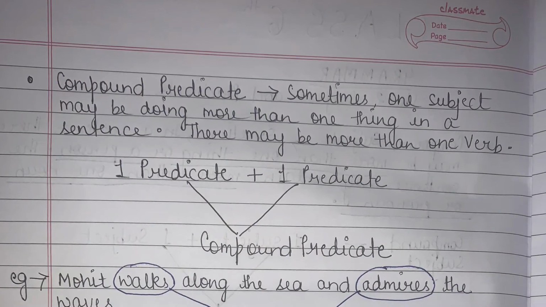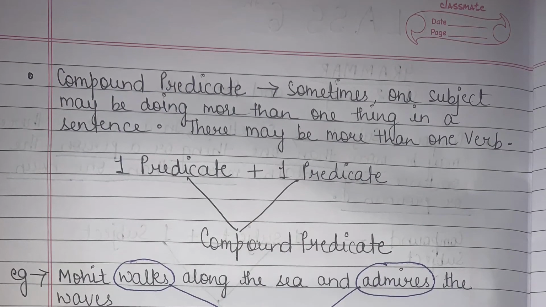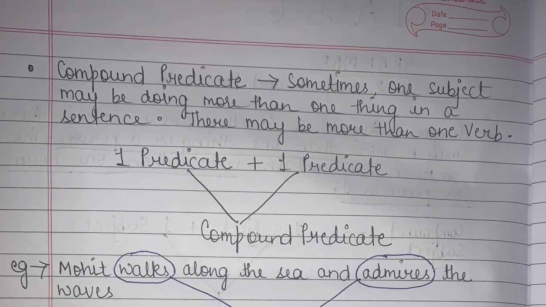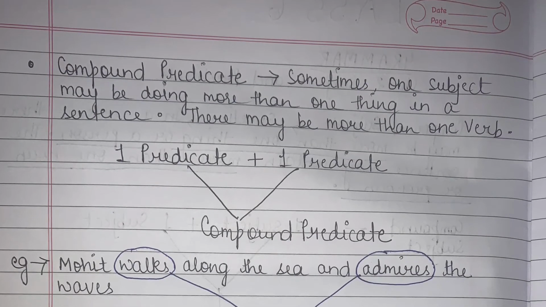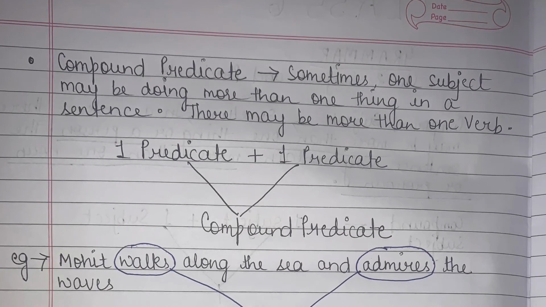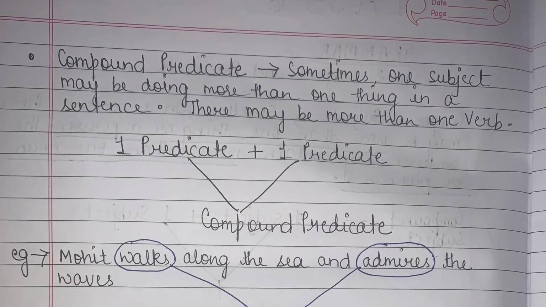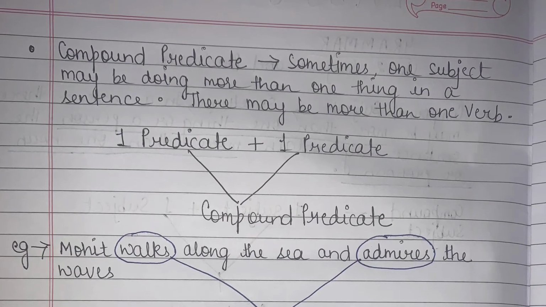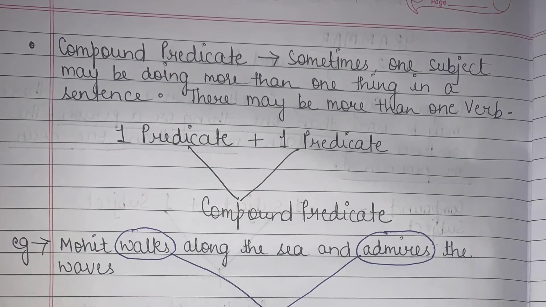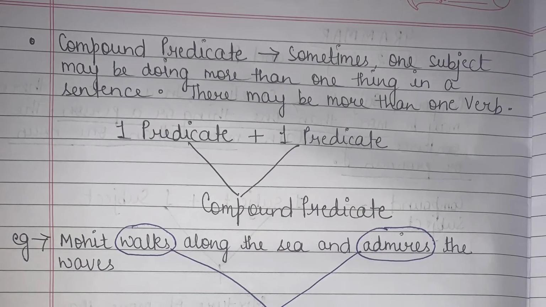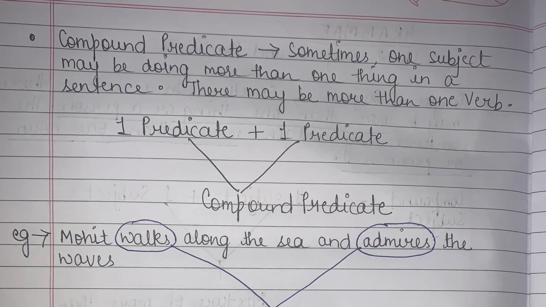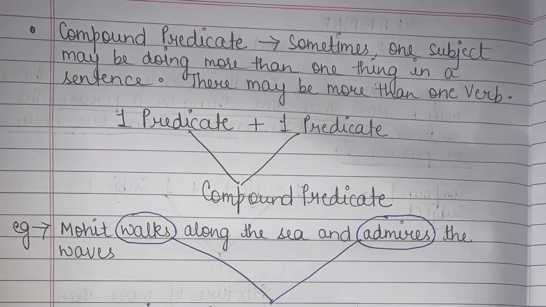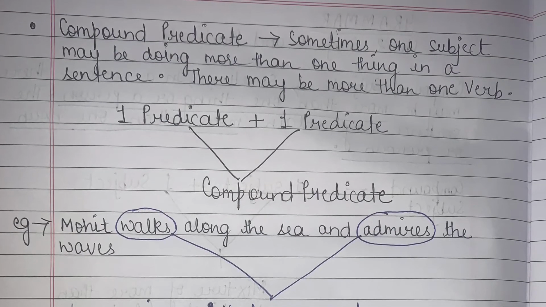So students, that was all about compound subject. Now let's talk about compound predicate. Right? The way we had our compound subject, similarly we have our compound predicate as well. So what is a compound predicate? So students, sometimes one subject is doing more than one action or thing in a sentence, like there are more than one verb, so that would be my compound predicate.